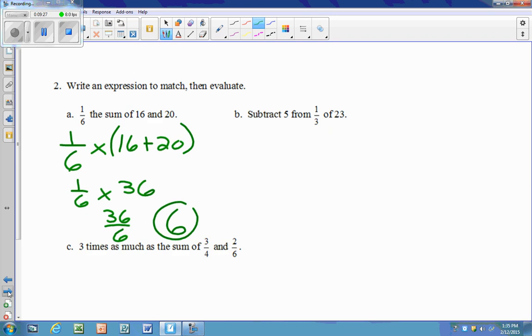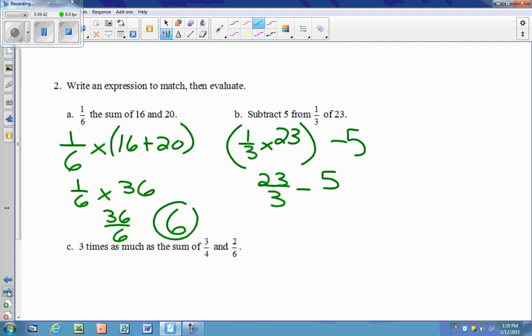And then over here, we're going to subtract 5 from 1/3 of 23. So we have to do this first. We end up with 23/3, and we subtract 5. We had talked about how, if we want to do this, we have to make common denominators. So I have to know that there's a 1 under the 5. Then I have 23/3, and if I change this to a 3, I have to multiply the top by 3 also. When I subtract that, I get 8/3, which is equal to 2 2/3.